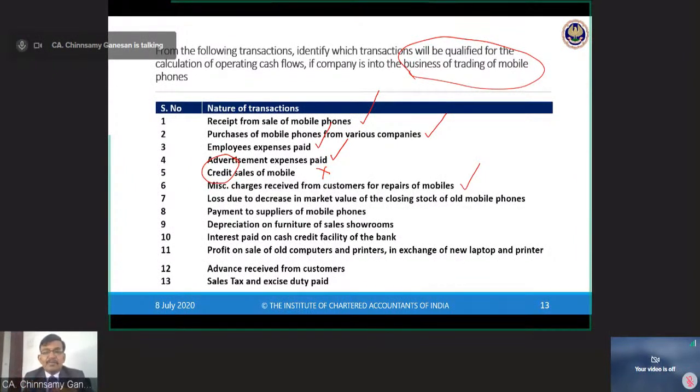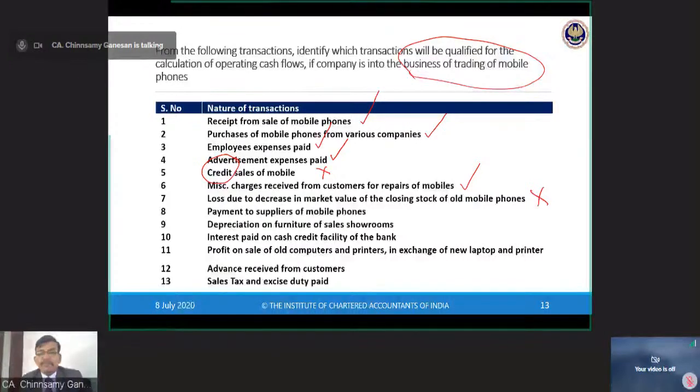Loss due to decrease in market value of closing stock of old mobile phones. When the model changes, nobody buys it, and accordingly I have to give a huge discount. As per Ind AS 2, inventory should always be measured at the lower of cost and net realizable value. When I am writing down to the net realizable value, does any cash outflow happen? No. It is a non-cash item, so it should not be considered as part of my cash outflow in arriving at operating cash flows.